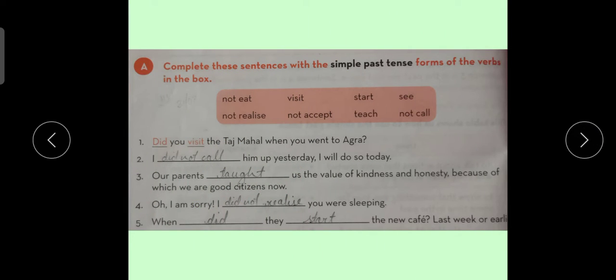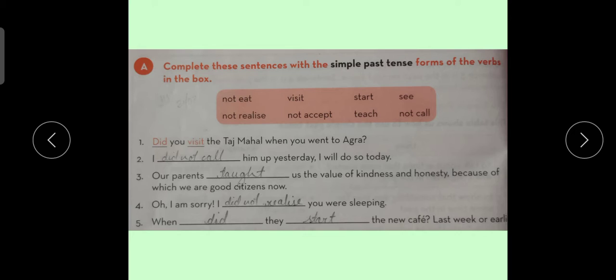Now let's move on to our exercises. As we have discussed, simple past tense consists of the second form of the verb. Whenever the sentence is in affirmative form, we always use the second form of the verb. But when the sentence is in negative form, in that condition, we will use the first form of the verb along with did not. Now let's discuss sentence number 1. Did you visit the Taj Mahal when you went to Agra? As you can see, dear students, this first sentence is an interrogative sentence. So what we will do? We will use did and the first form of the verb to fill these blanks.